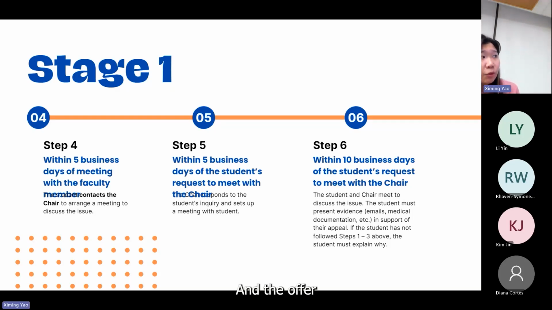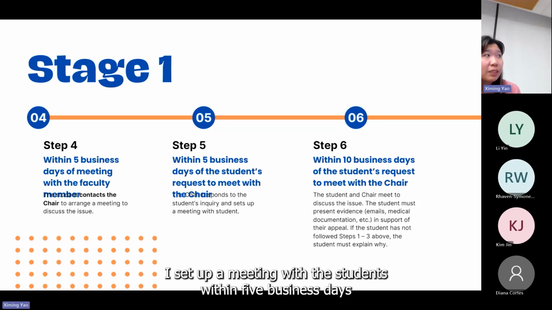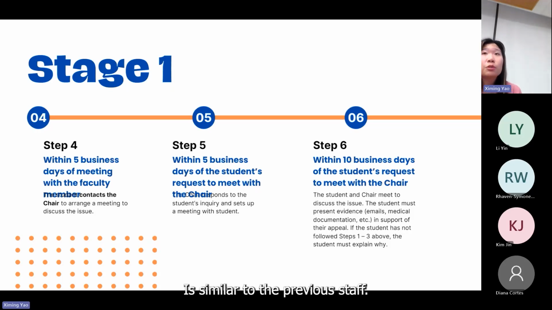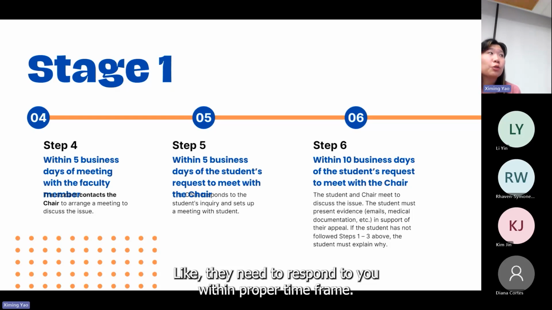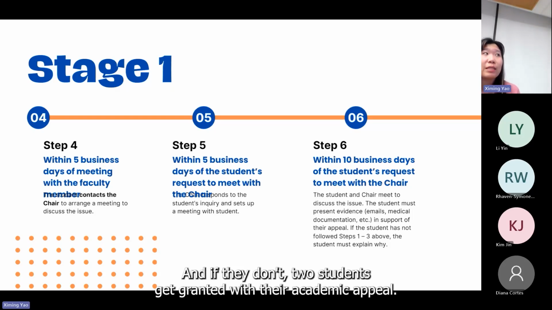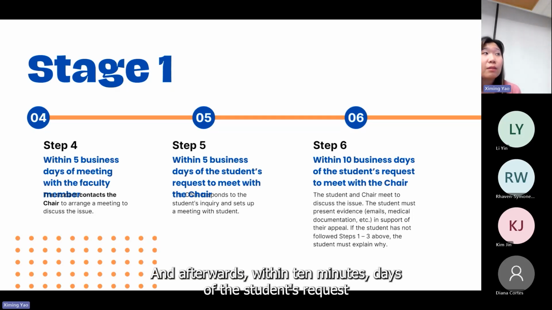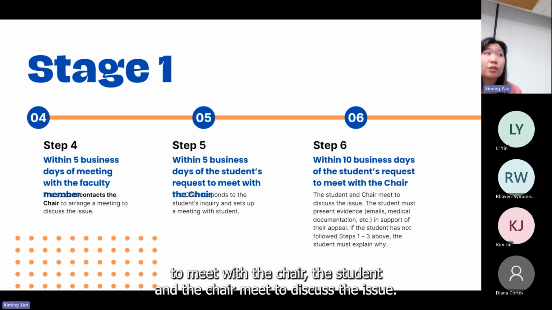And afterwards, the chair responds to the student's inquiry and sets up a meeting with the student within 5 business days of the student's request to meet with the chair. It's similar to the previous step: they need to respond to you within the proper time frame, and if they don't, the student is granted their academic appeal. And afterwards, within 10 business days of the student's request to meet with the chair, the student and the chair meet to discuss the issue.